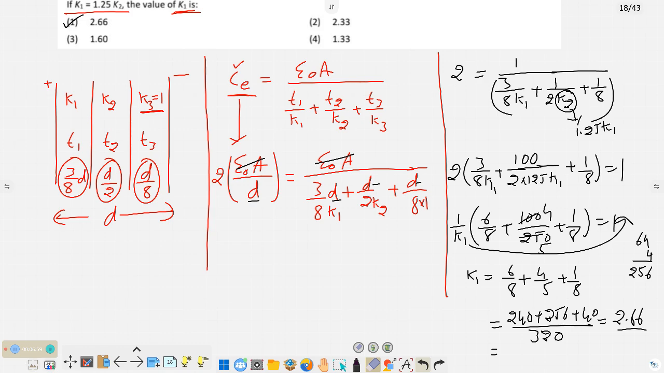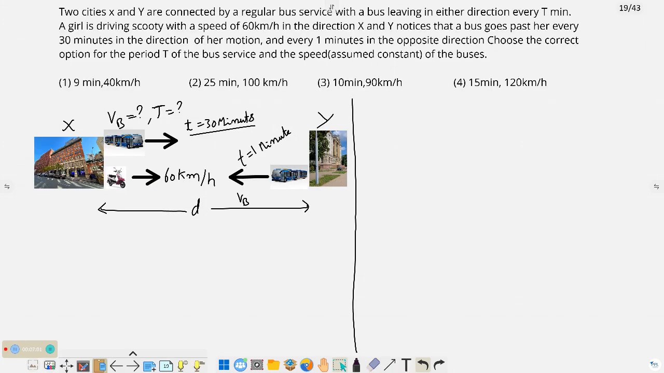The next question is one of the kinematics questions, which is a little bit interesting. You can see two cities X and Y are connected by regular buses. You can see the diagram here. The two cities X and Y are connected with buses, leaving in either direction every t minutes. So from time to time, every t minutes, buses are released.